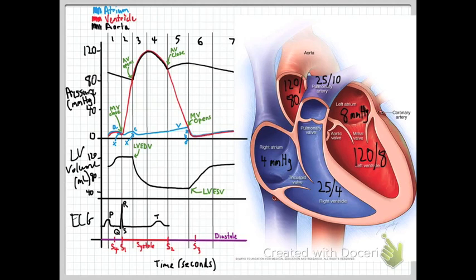Additionally, there are a couple other things that we can pick up from our diagram. The difference between the left ventricular end diastolic volume and the left ventricular end systolic volume is known as the stroke volume, or SV. And we can actually take that stroke volume and divide it by the left ventricular end diastolic volume to get the ejection fraction.